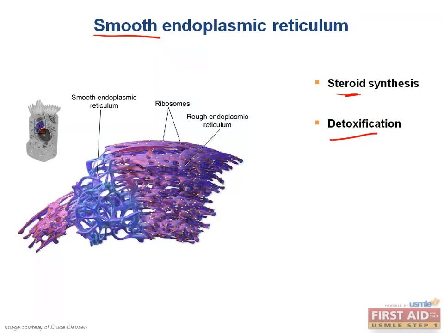What does glucose 6-phosphatase do? It catalyzes the last step in gluconeogenesis by removing the phosphate from glucose 6-phosphate, which allows it to be exported from the cell. Do you remember the name of the disease that's caused by glucose 6-phosphatase deficiency? This is von Gierke's disease.